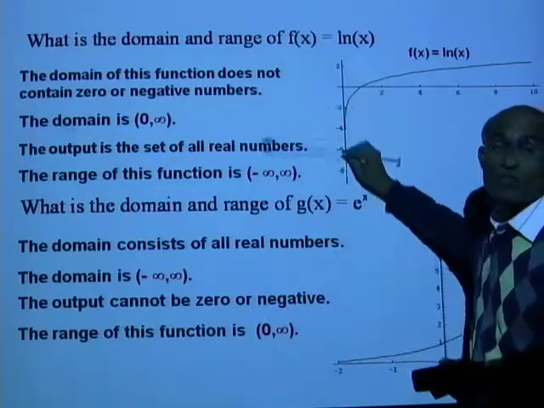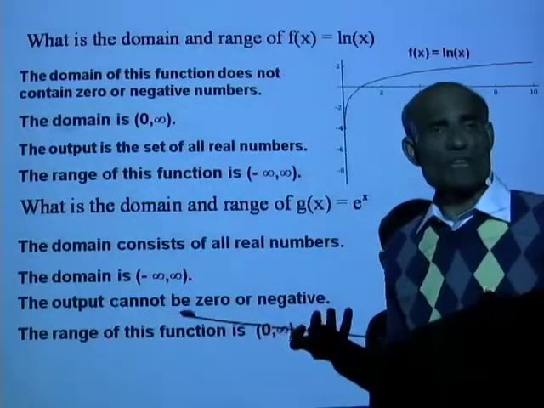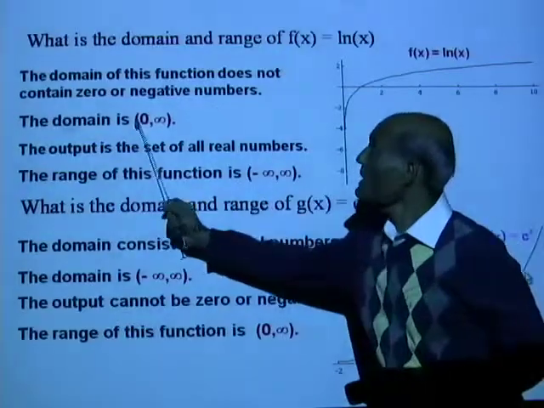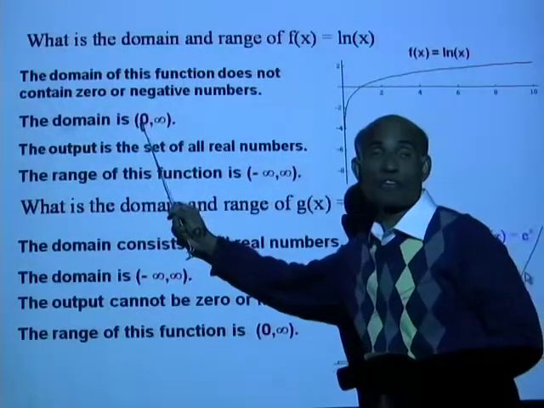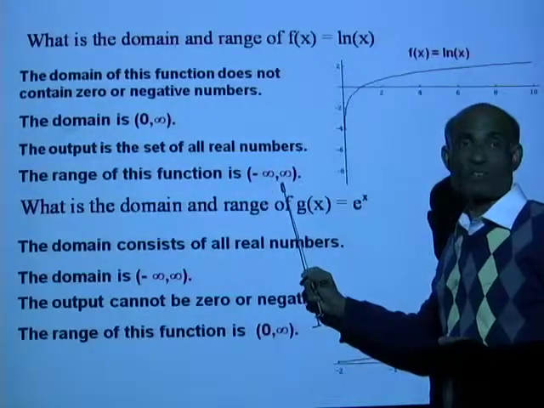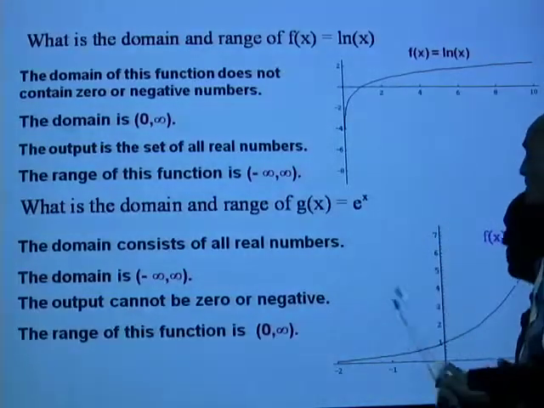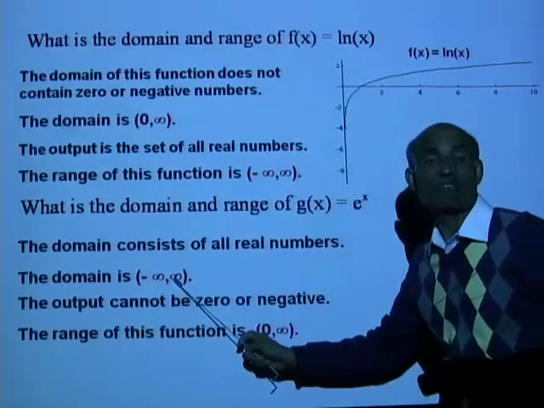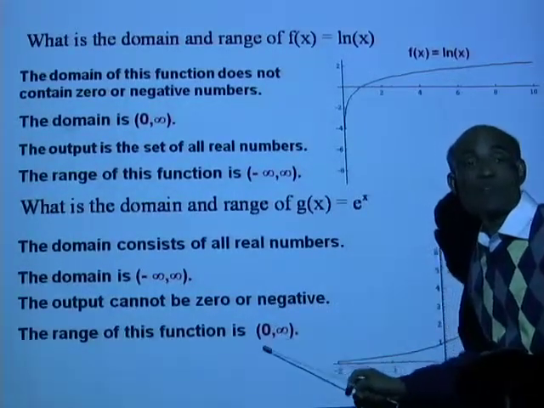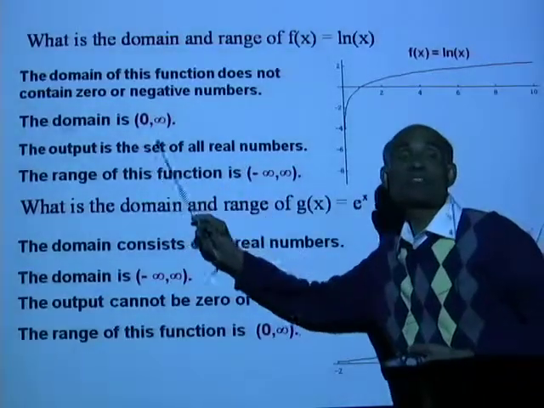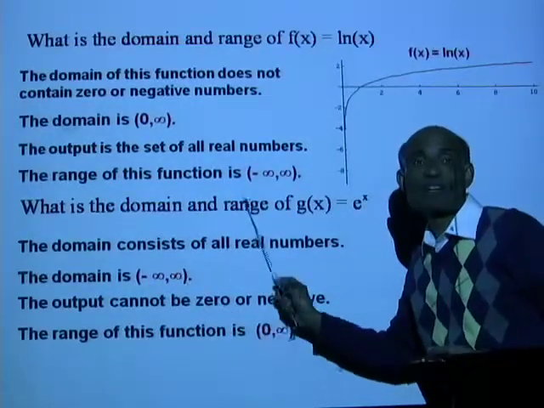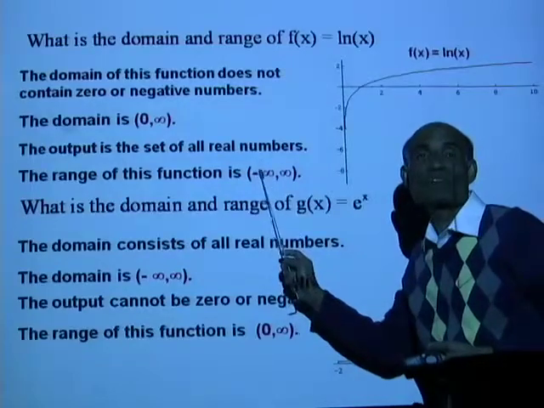Now if you look at these two functions, you will see something very interesting. What is that? The domain of the logarithmic function ln x is 0 to infinity. Its range is negative infinity to positive infinity. The domain of the exponential function is negative infinity to positive infinity. Its range is 0 to infinity. You see that? The range of the exponential function is the same as the domain of the logarithmic function, and the domain of the exponential function is the same as the range of the logarithmic function.